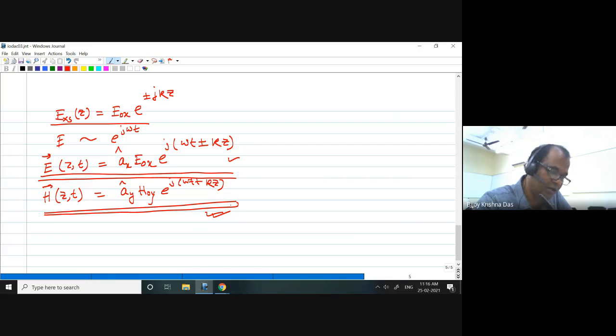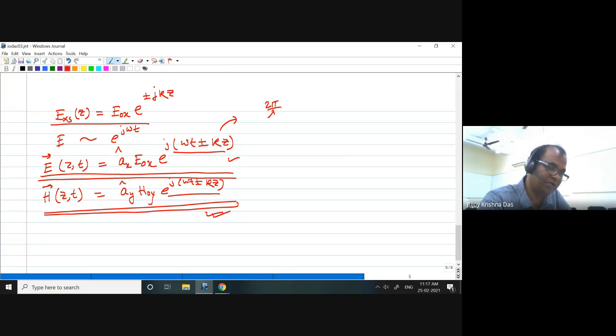So what is their similarity? If you see, one thing is that they can be in different directions, mostly orthogonal, and this phase part is similar. This e to the power j omega t plus minus kz, they are similar. So if k is simply 2 pi by lambda, that means just a constant, you can say with closed eyes that this electric field and magnetic field are both in phase.